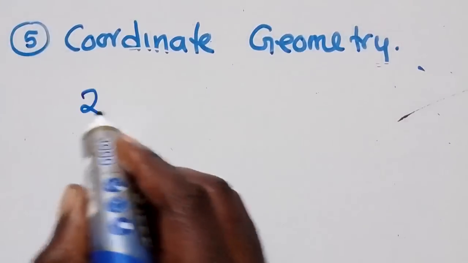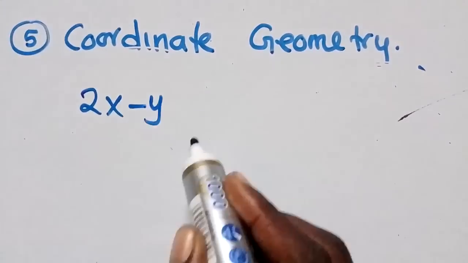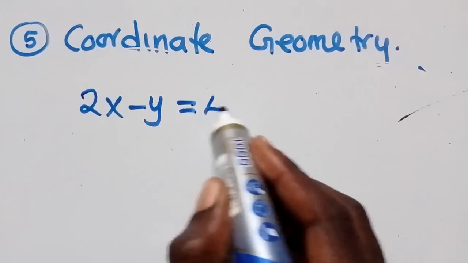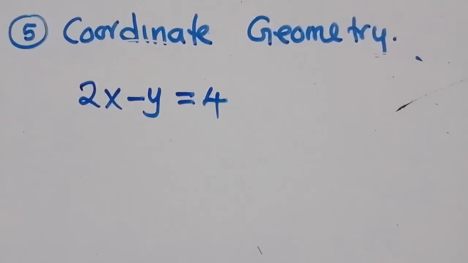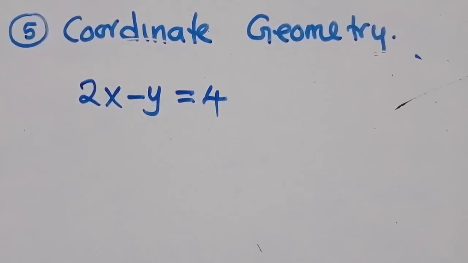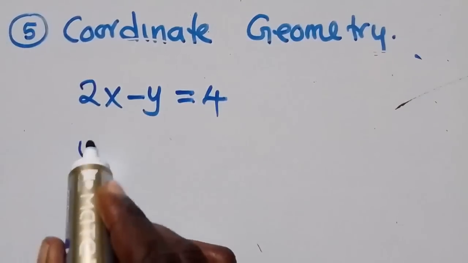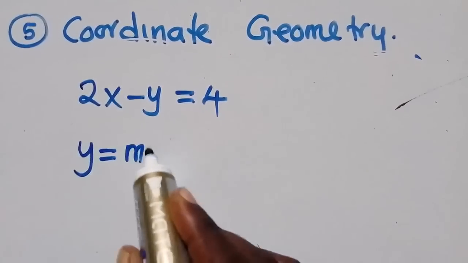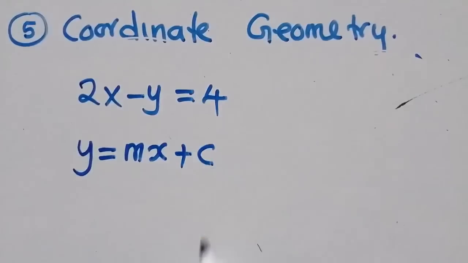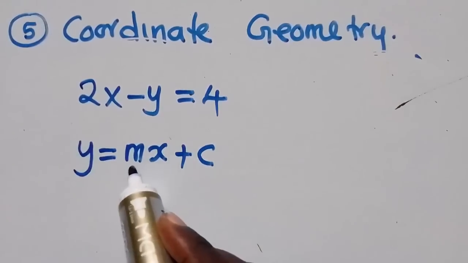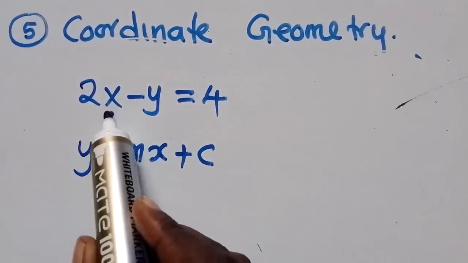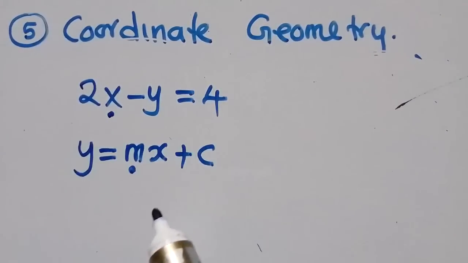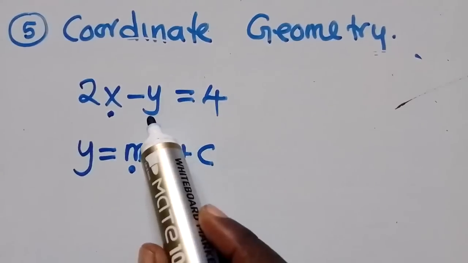If you are given a line like 2y minus 2x minus y is equal to 4, you are told to find the gradient of this. How can you find the gradient of this one? Gradient, you know that the equation should be written in this format. This is how the equation should be, like this. So how can you find the gradient? This one, which is attached to x, that's the gradient. So you cannot tell me that this is your gradient if you have not written this very well. So you must make y the subject of the formula.